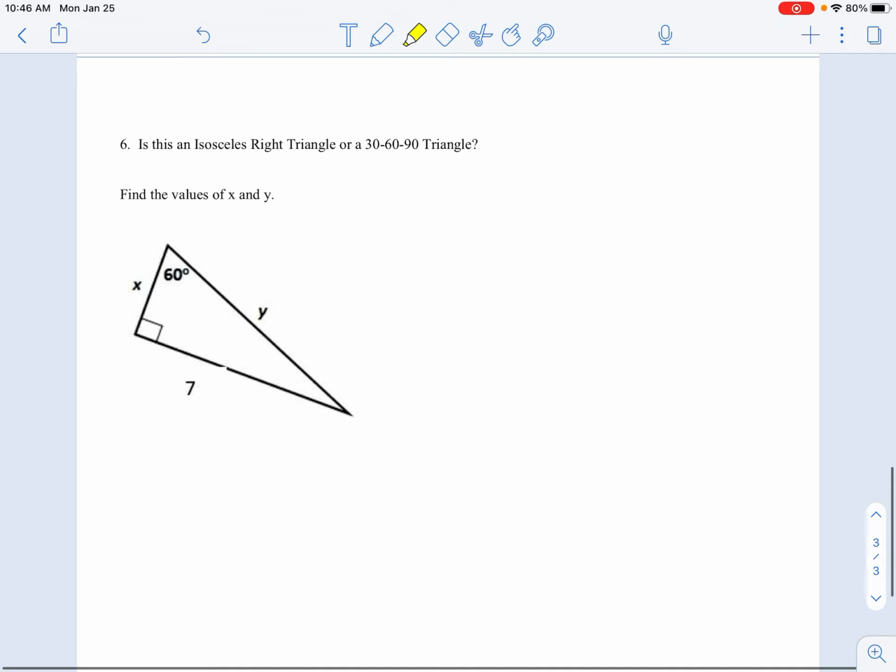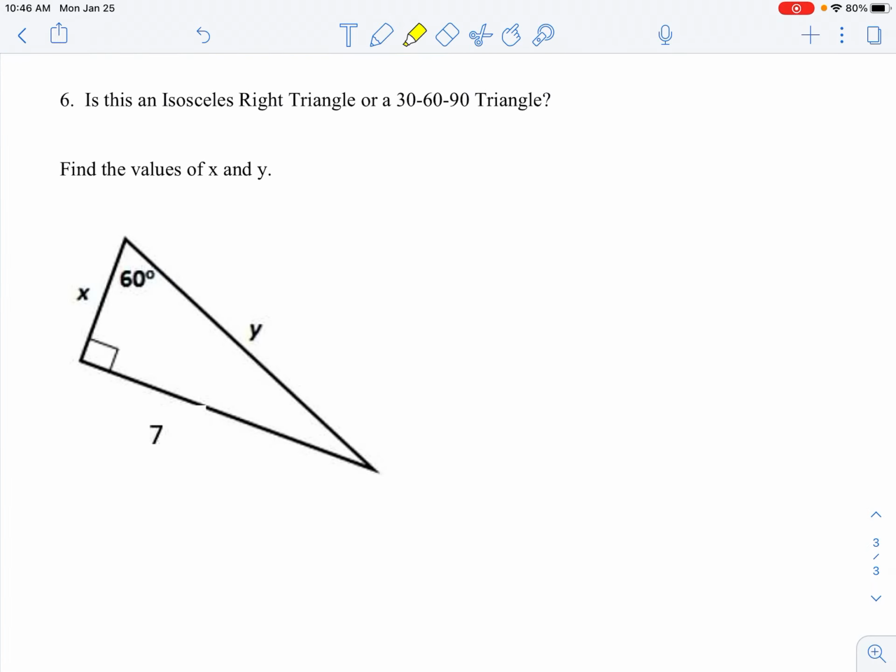Let's do one more sample problem. Is this an isosceles right triangle or a 30, 60, 90? Well, I can see a 60-degree angle and I can see a right angle. That one's 90. So the other angle must be 30. So this is a 30, 60, 90 right triangle. And we're supposed to find the values of x and y.